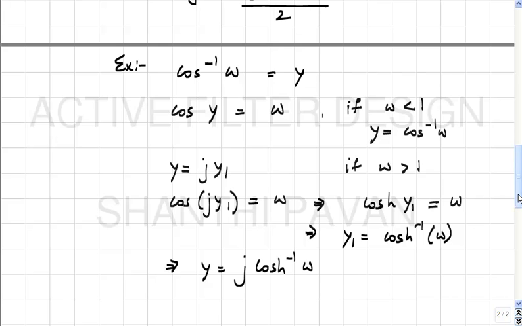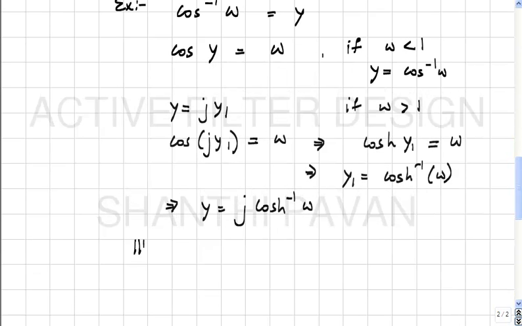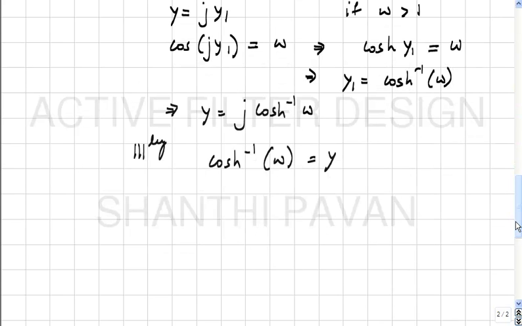Right. Similarly, if we want to find the cosine hyperbolic inverse of omega, if omega is greater than 1, there is no problem. It's nothing but the usual cosine hyperbolic inverse. Now, if omega happens to be less than 1, obviously there is no real y that will satisfy this equation.